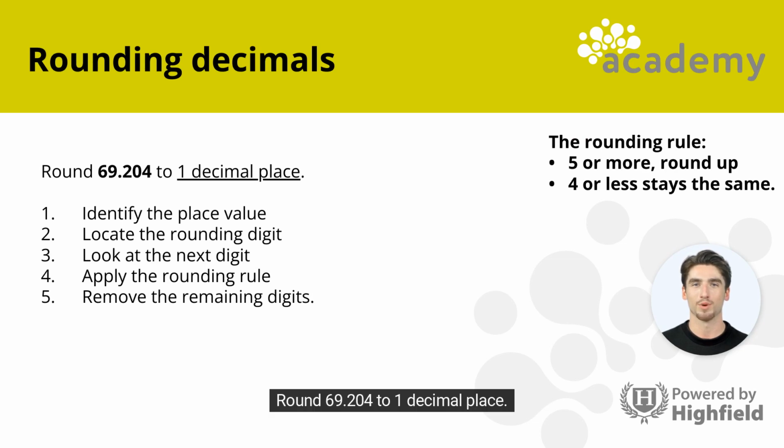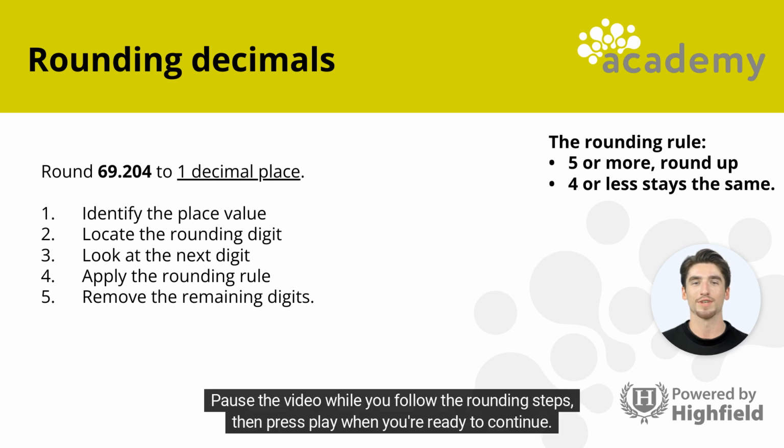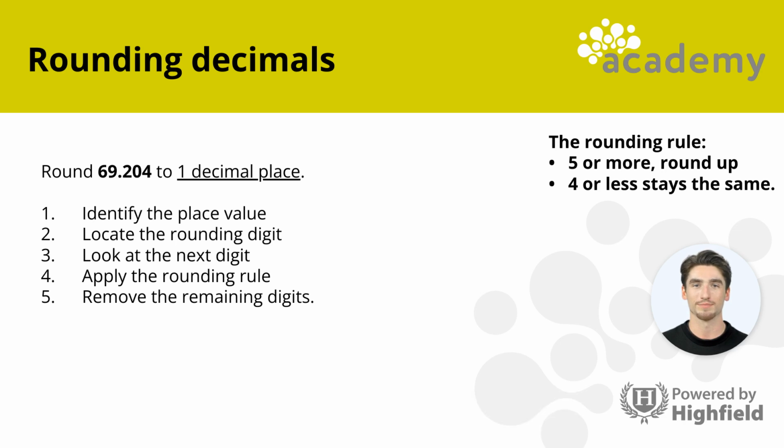Round 69.204 to 1 decimal place. Pause the video while you follow the rounding steps, then press play when you're ready to continue.